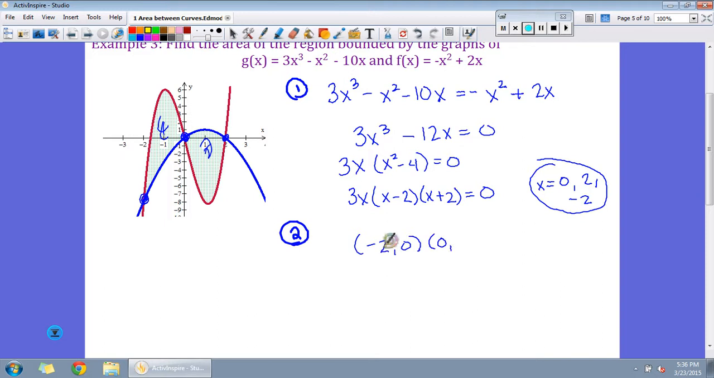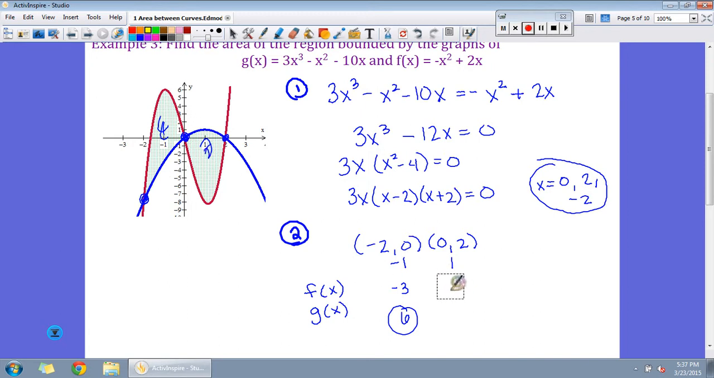So again, a handy-dandy graph is easy to check, but if you don't have a graph, plugging in numbers on the intervals is easy. So I'm going to plug in negative 1 and 1. When you plug negative 1 into f of x, you're going to get negative 3. And when you plug it into g of x, you're going to get 6. Clearly, g of x, the cubic, is higher on this interval.